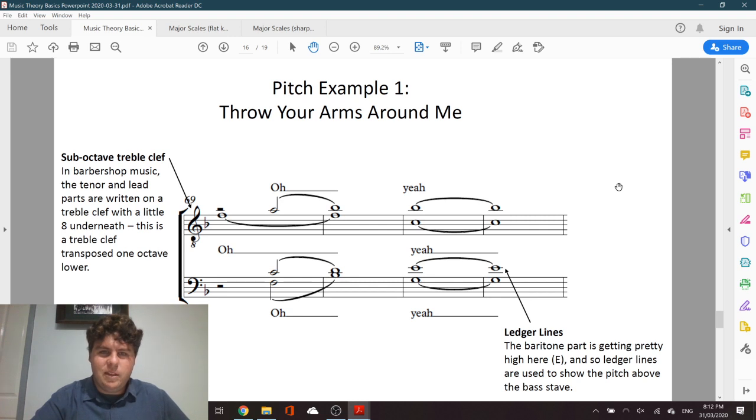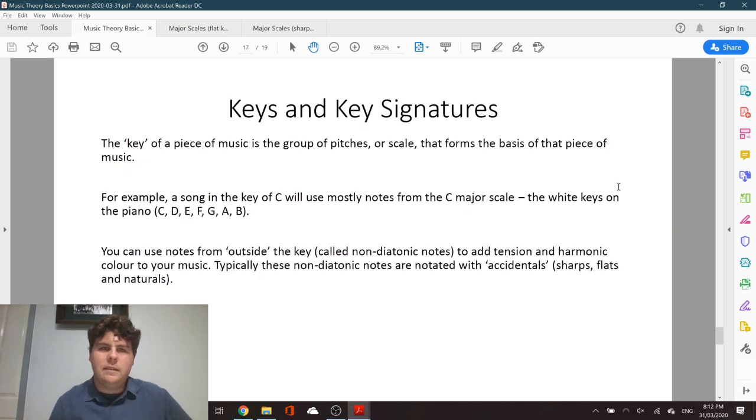Okay, let's have a look at something else. Keys and key signatures. The key of a piece of music is the group of pitches or scale that forms the basis of that piece of music. For example, a song in the key of C will use mostly notes from the C major scale, which are all the white keys on the piano. C, D, E, F, G, A, B. It's usually the first scale you learn if you learn the piano because it's the easiest one to play. There's no black notes to worry about.